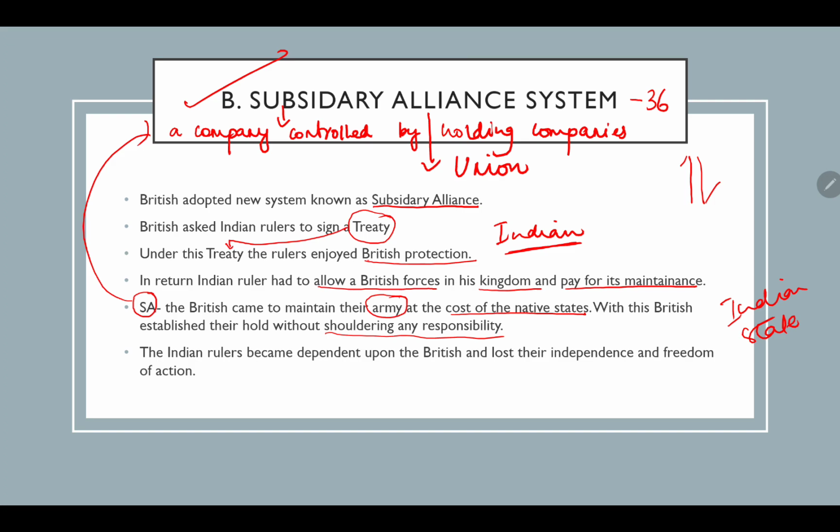The Indian rulers thus became very dependent upon the Britishers and lost their independence and freedom of action. After being given such protection, they were forced to pay for the maintenance of the British army. What happened ultimately? The Indian rulers became very dependent upon the Britishers, and they lost their independence and freedom of action.